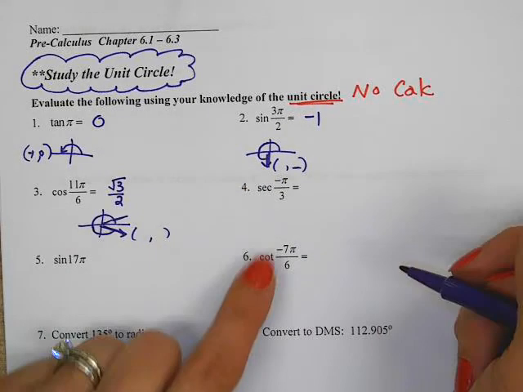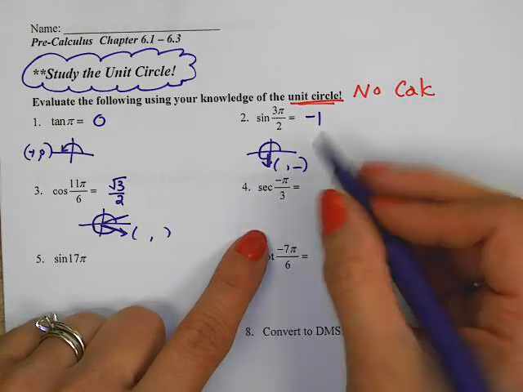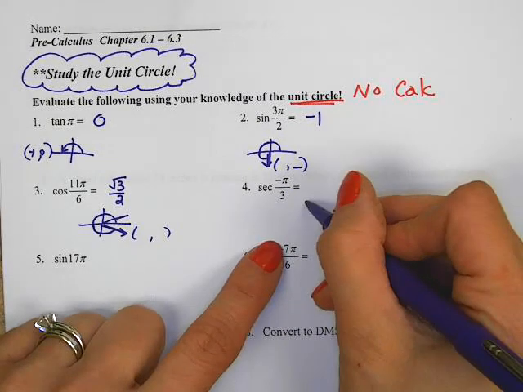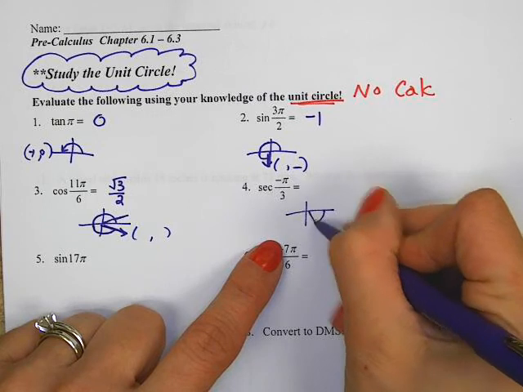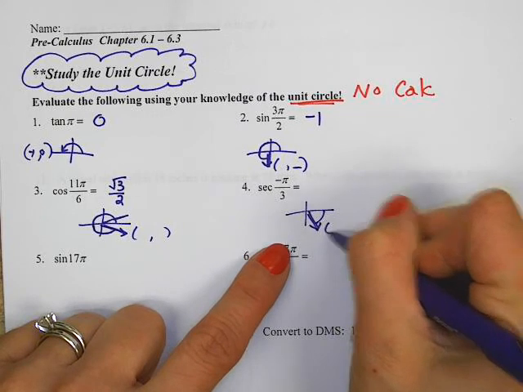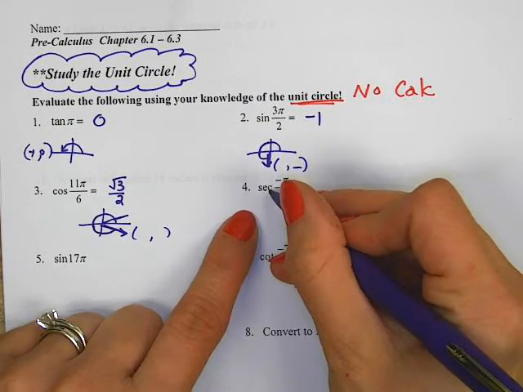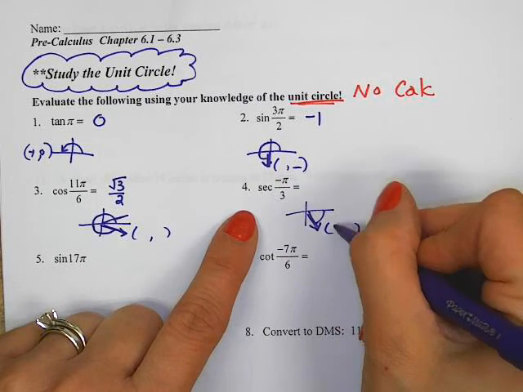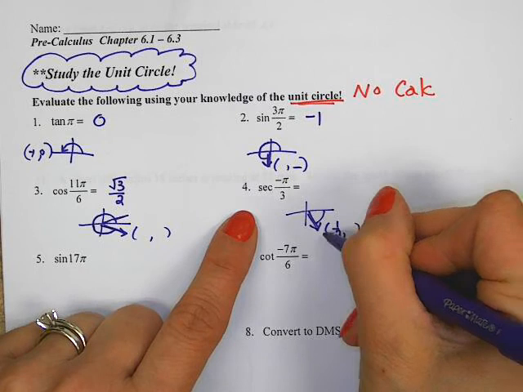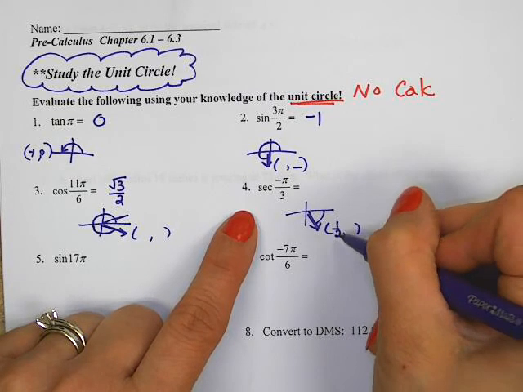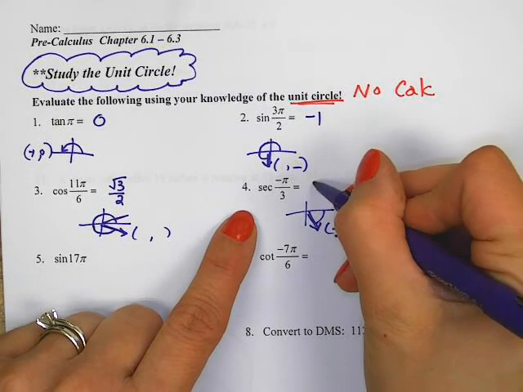Okay, number 4. Negative pi over 3. Remember, when it's negative, we're going to have to swing down a little bit. So we're going to swing down to the pi over 3 spot. Okay. Secant goes with cosine. The cosine value here is 1/2, positive. And so I'm going to reciprocate that and get a 2.